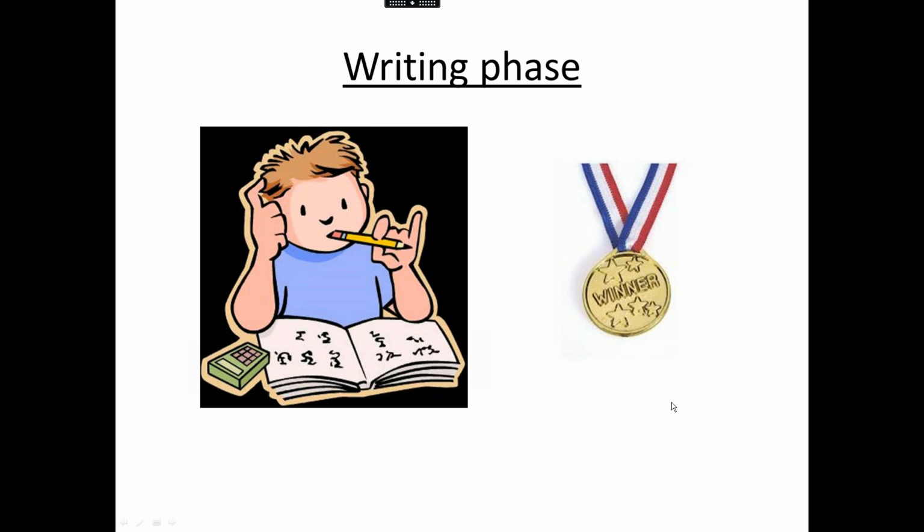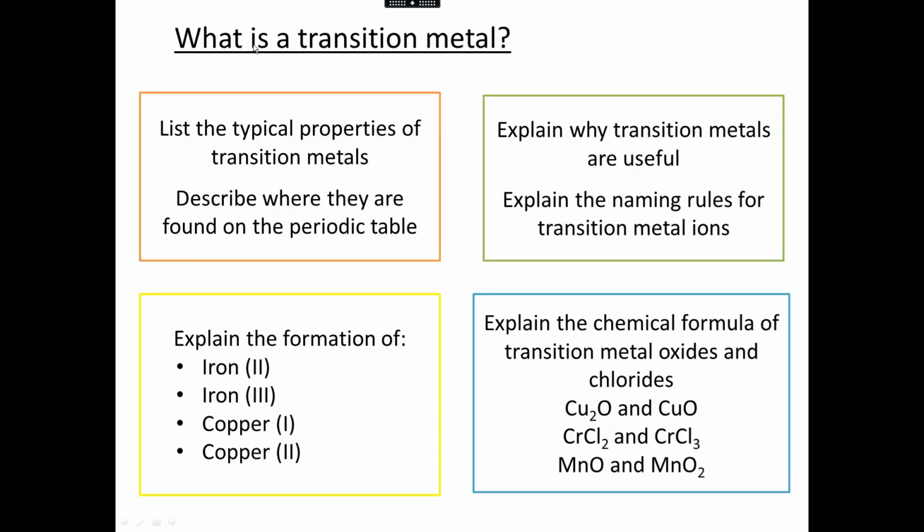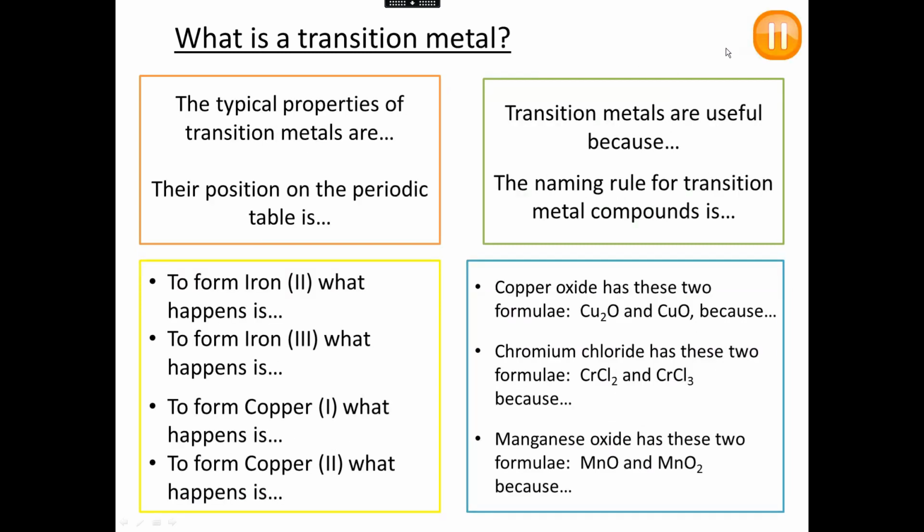Okay, into the writing task for this lesson. Driving question, what is a transition metal? We are describing facts and keywords for orange. We are explaining the main basic idea at green. We are explaining a situation in more detail using our understanding for yellow and combining in difficult ideas around chemical formula for blue. Here are some sentence starters.